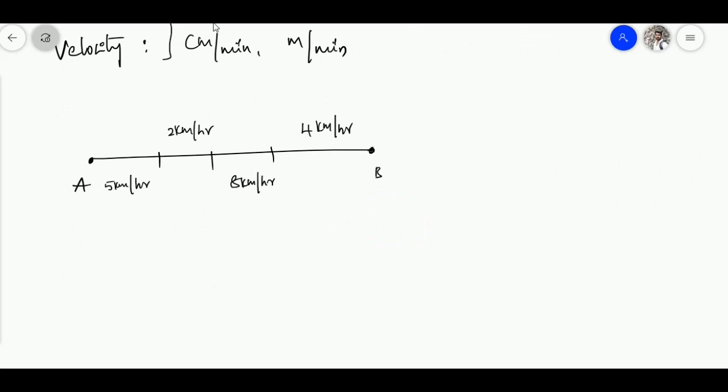And let's say you started from A and you reached point B. This journey you traveled with some different speeds. Initially you started with the speed of 5 km per hour, and then you got tired and your pace decreased to 2 km per hour, and then you ate something and you traveled with more speed, 8 km per hour, and then finally you maintained 4 km per hour for the rest of the journey and finally you reached B. So now there will be a question.